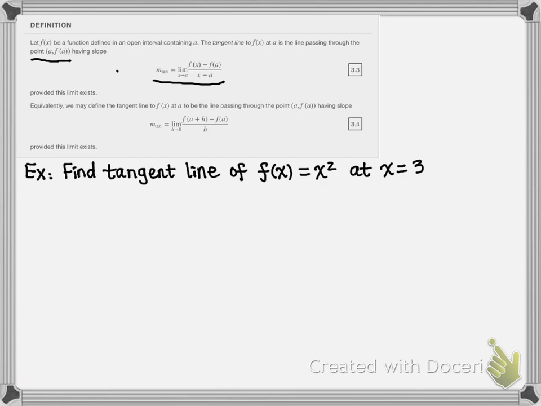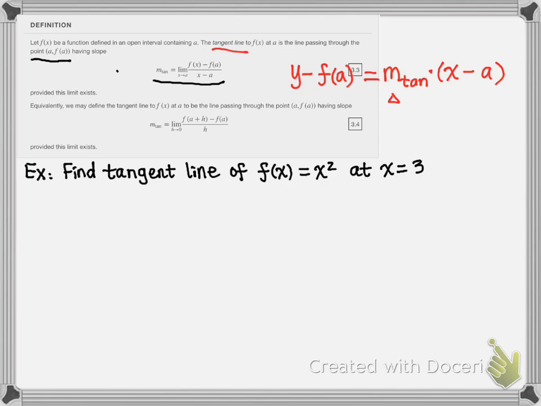So once we have the slope and the point, we can write the tangent line to be y minus f of a equals the slope of the tangent line times x minus a. So the first thing we need to find is the slope.